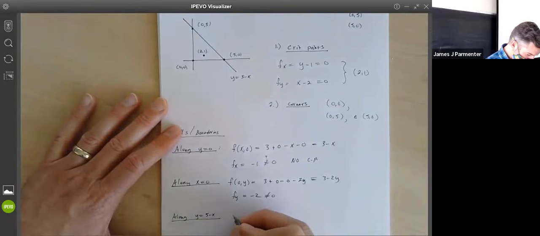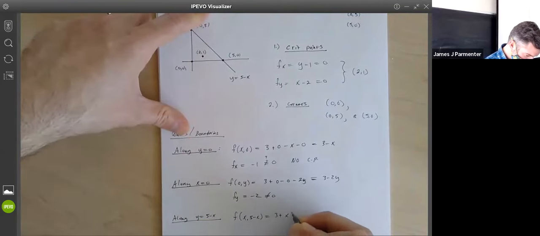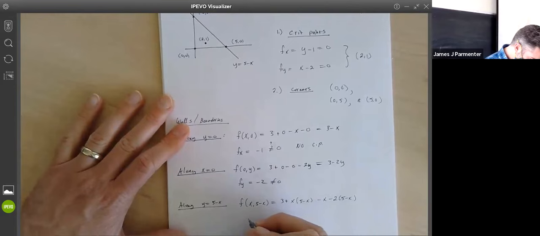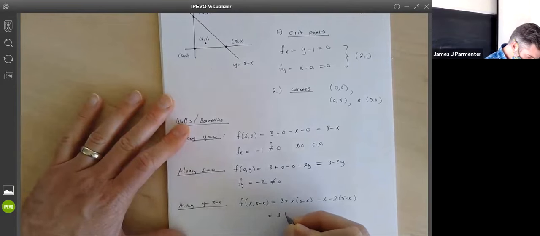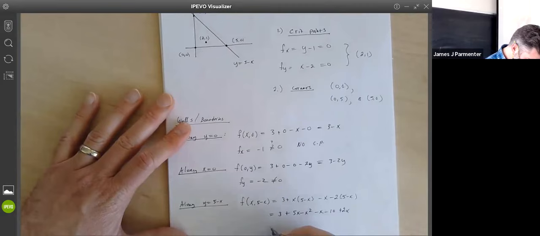So I'm going to plug in 5 minus x for y. So I'm going to have f of x comma 5 minus x, which is going to be 3 plus x times 5 minus x minus x minus 2 times 5 minus x. You should definitely simplify this. So that's going to equal 3 plus 5x minus x squared minus x minus 10 plus 2x. And simplifying a little more, it's going to be negative x squared. 5x minus x is 4x plus 2x is 6x. And then 3 minus 10 is minus 7.